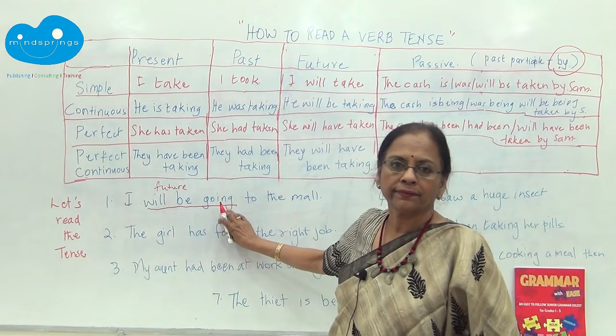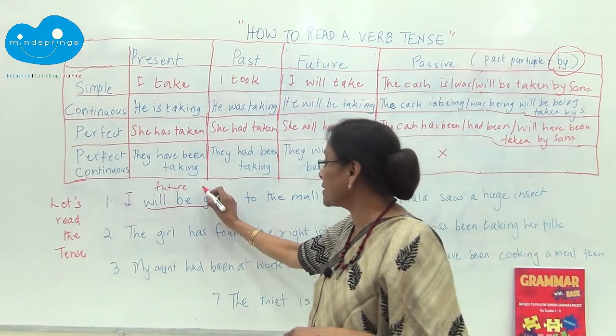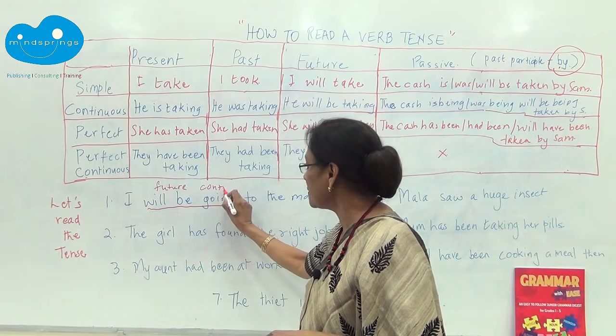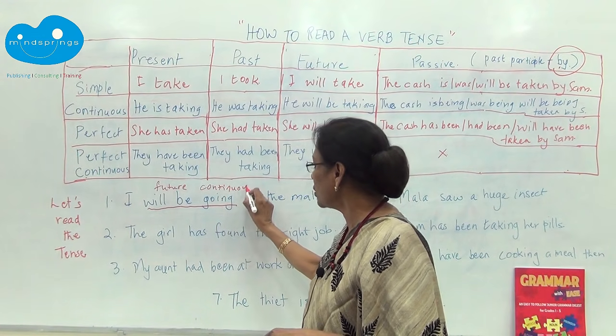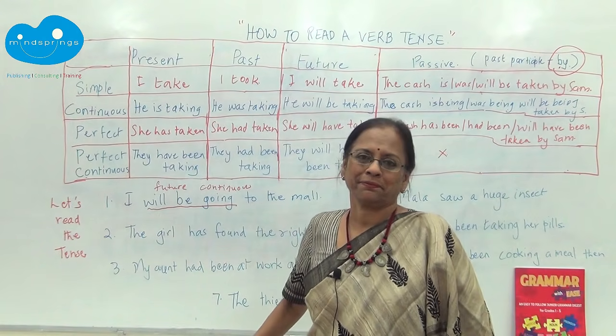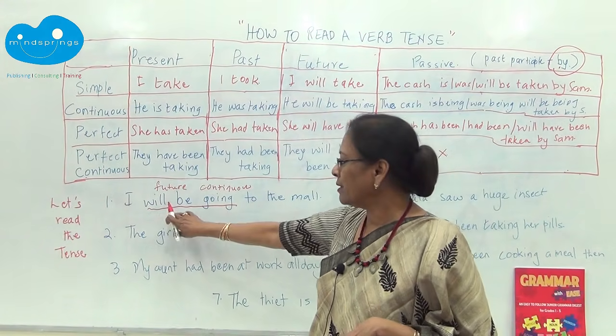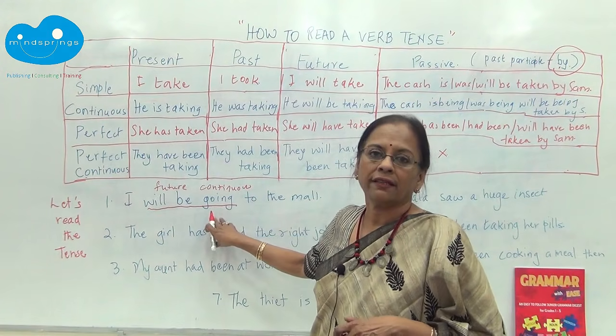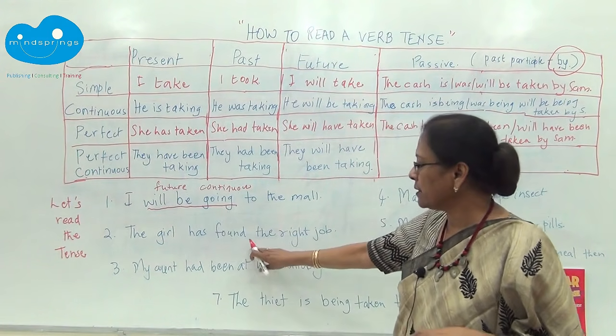What is ing? Continuous. So what is the tense? Future continuous. It's sitting in the tense. You don't have to remember anything. Will be is the future and ing is the continuous. Let's look at another sentence.